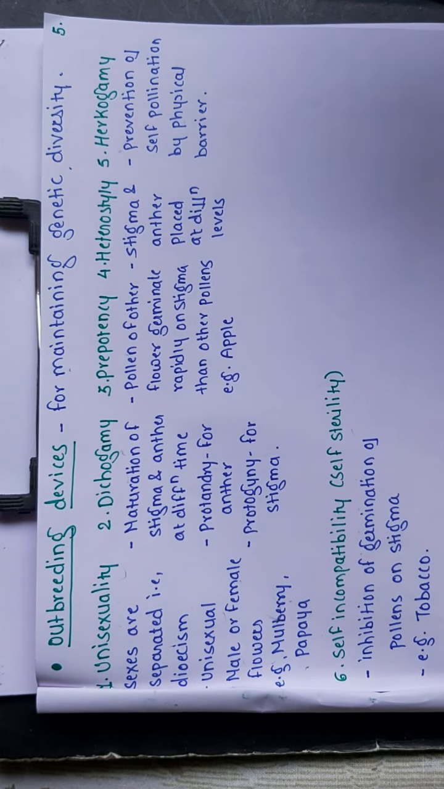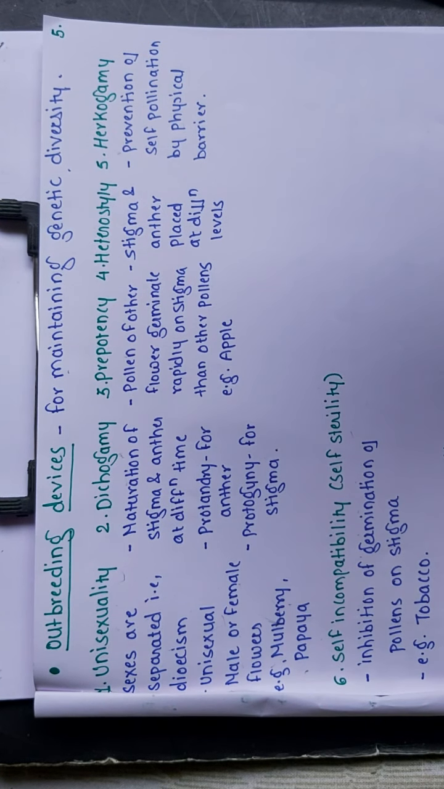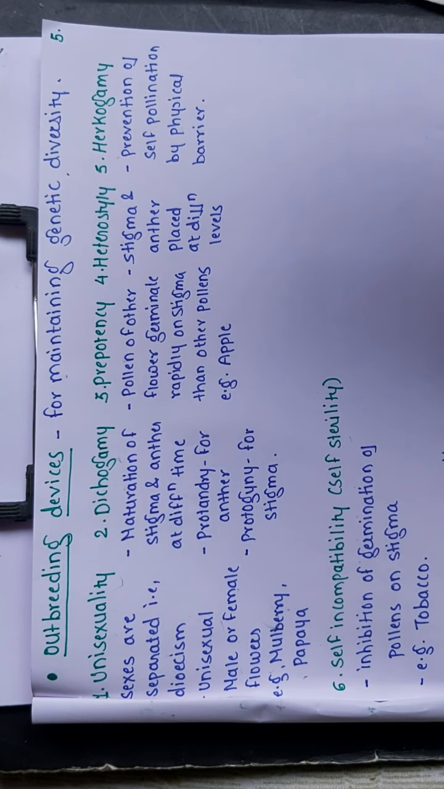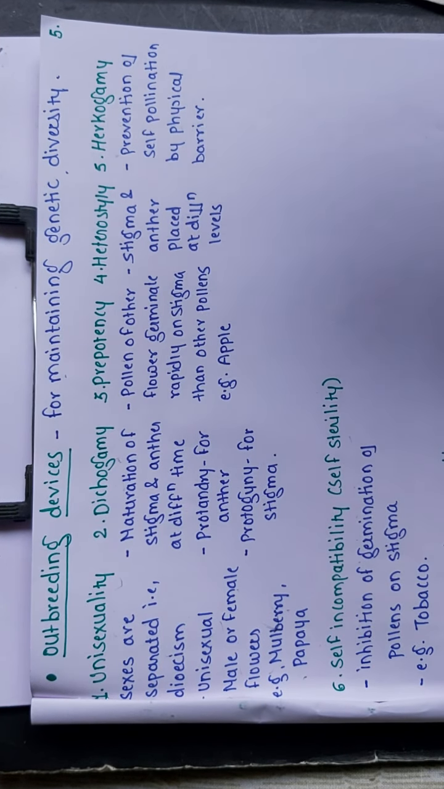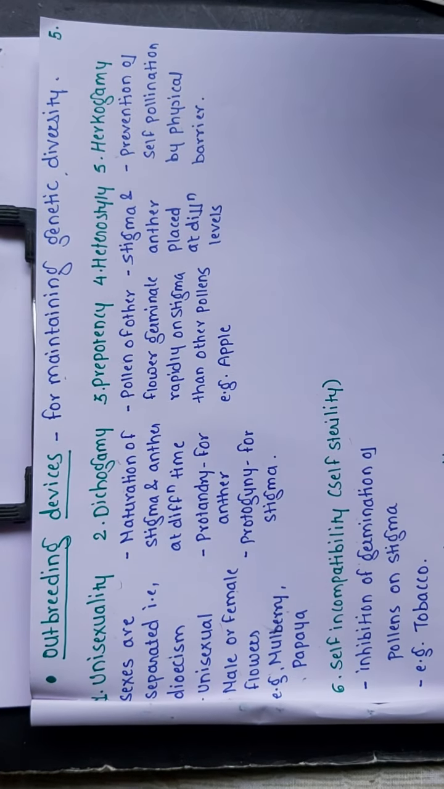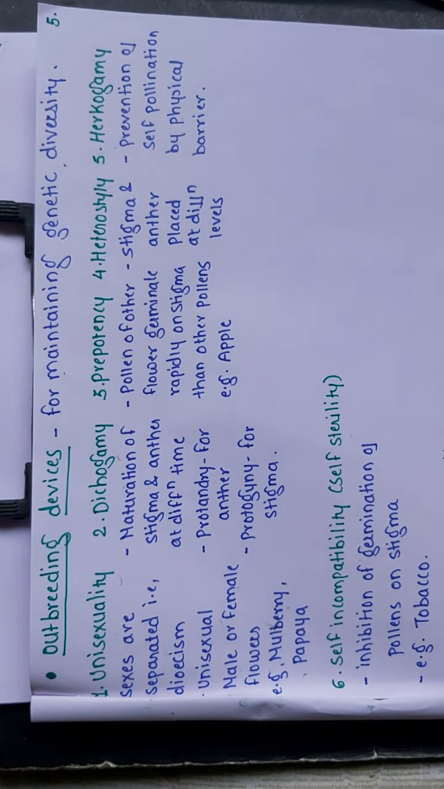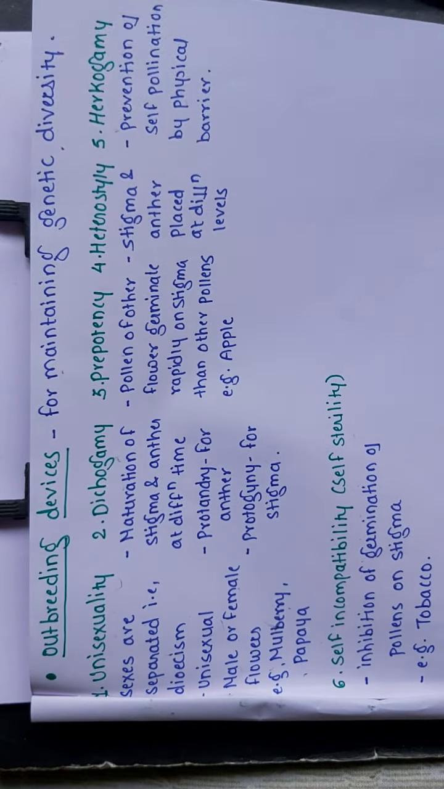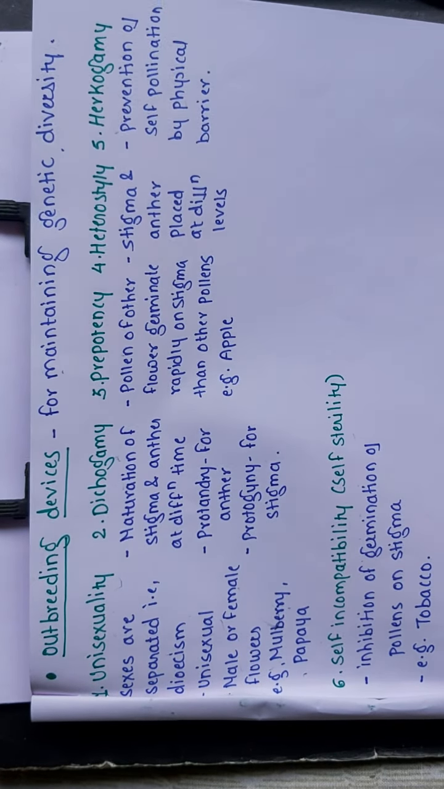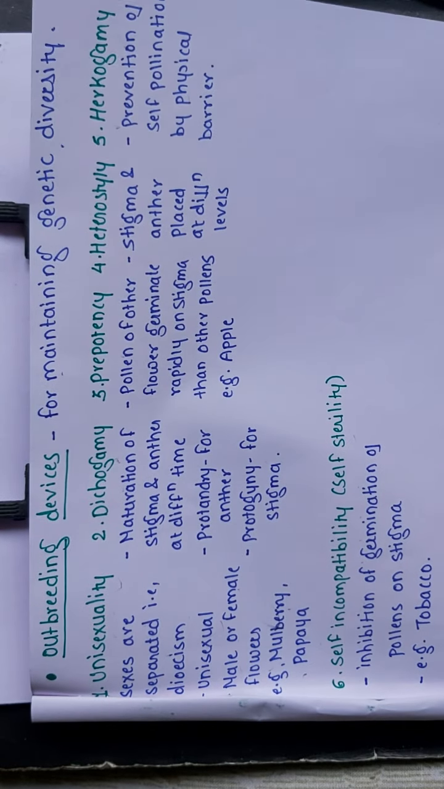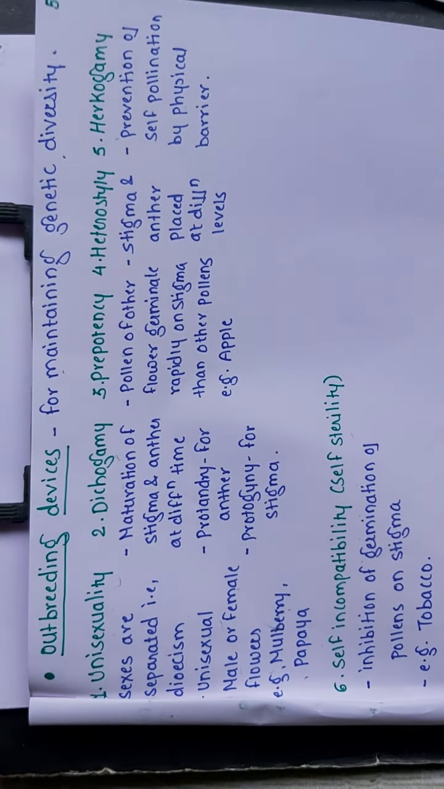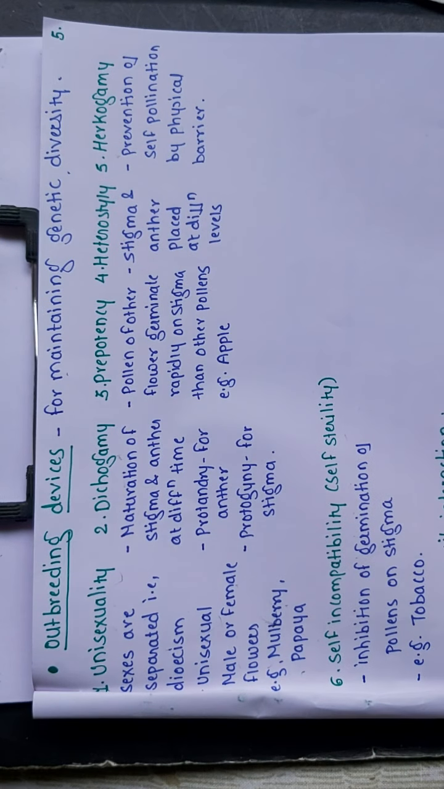Very good evening, students. So we have completed three lectures till now. In the last lecture, we finished the structure of the angiosperm ovule, the development of the female gametophyte, and some part of the outbreeding devices. So again we're going to start with these outbreeding devices.